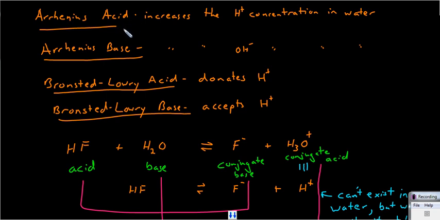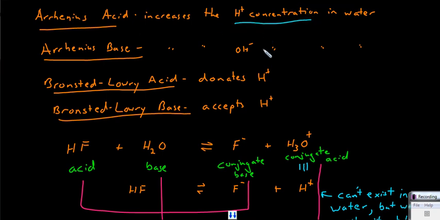An Arrhenius acid is defined as a compound which, if you dissolve it in water, will increase the concentration of protons in that solution, whereas an Arrhenius base increases the concentration of hydroxides in the solution. Now, these are actually fairly antiquated descriptions of acids and bases. We don't use them very much anymore.